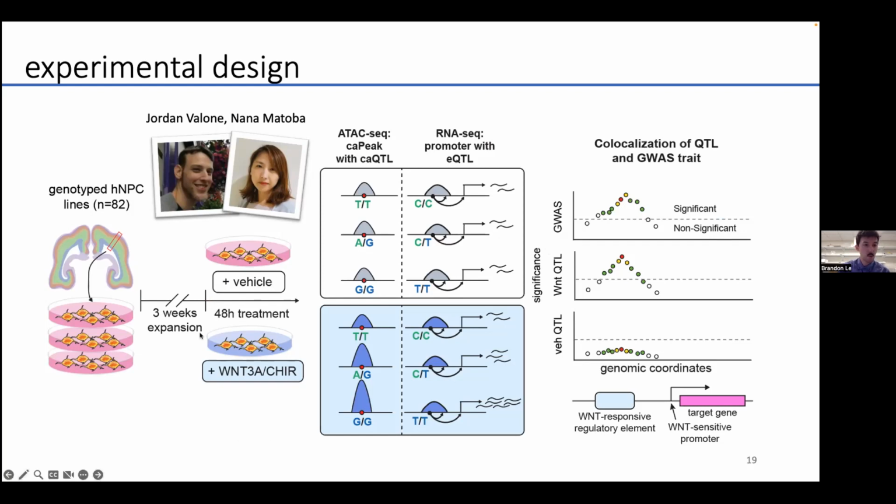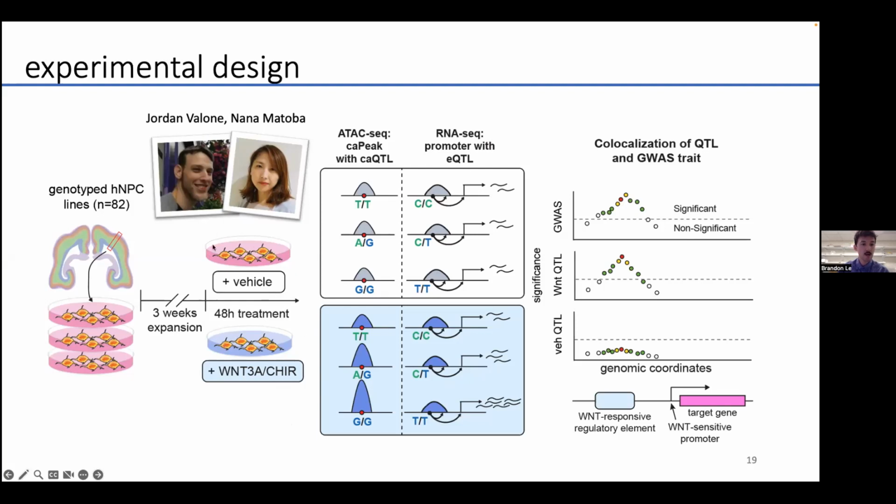And so what we did is we took our genotyped neural progenitor cell lines, about 8 to 10 of these lines per week, and we expand them for 3 weeks in order to get enough cells for these downstream sequencing applications. During the last 2 days of this expansion, we exposed them to either vehicle treatment or Wnt stimulation in 2 different ways, which I'll explain a little more about in a second.